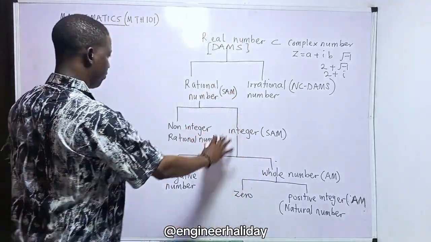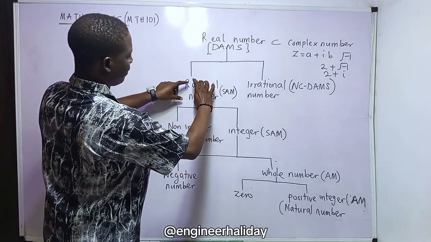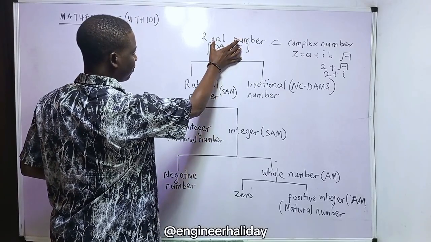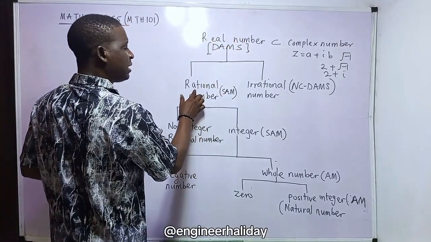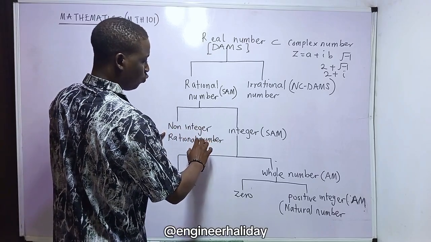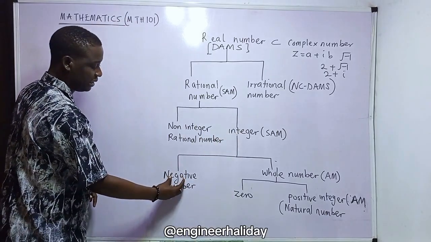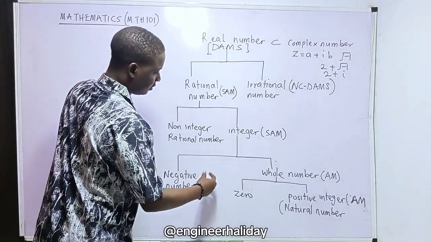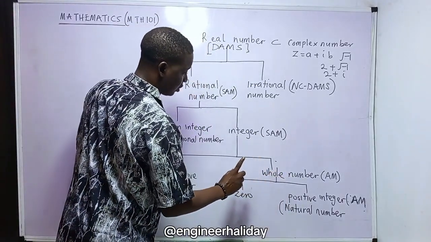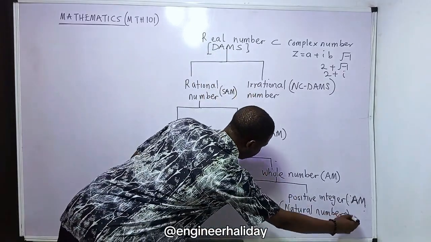Now, let me come from here. Majorly, look at the word. We have rational numbers and irrational numbers under real numbers. Then under rational numbers, we have non-integers. Under integers, we have what they call negative numbers. Then we have whole numbers. Whole numbers have two types: 0 is under whole number, then natural numbers are also under whole number.